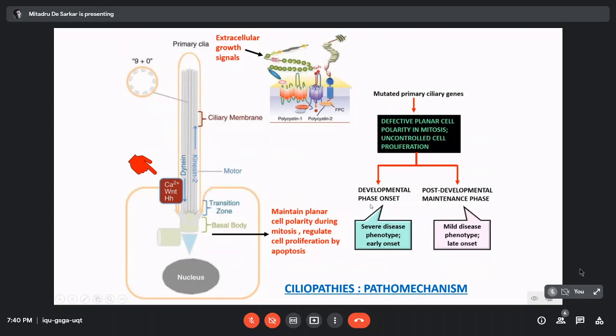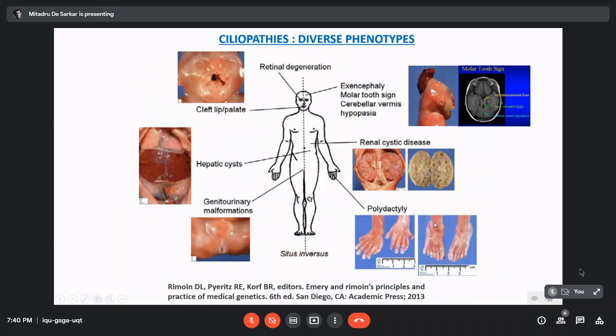So this might happen within the uterus, in which case there will be a severe disease phenotype, whereas in the post-developmental, post-growth phase, there will be a mild disease phenotype with a late onset. So most of the ciliopathies will actually have diverse kinds of presentation, some of which will overlap with the others.